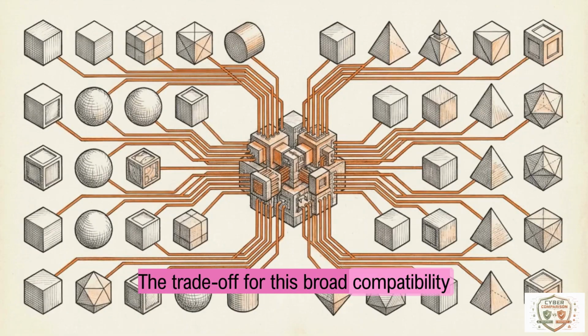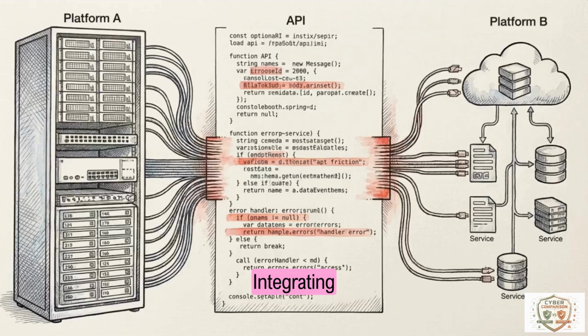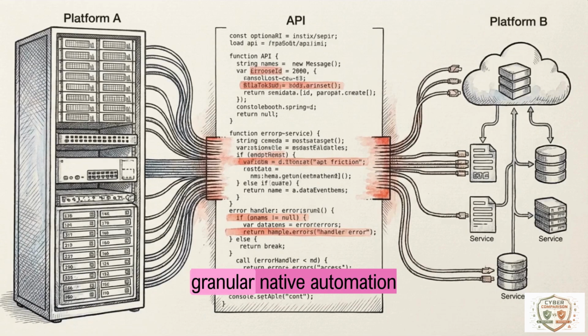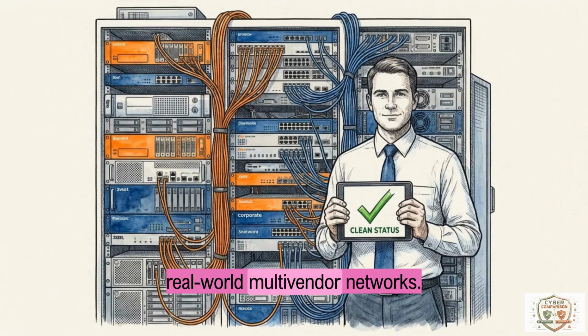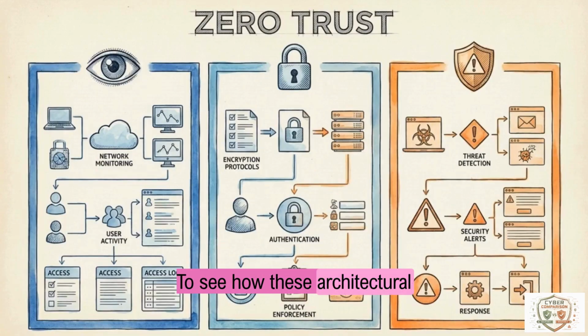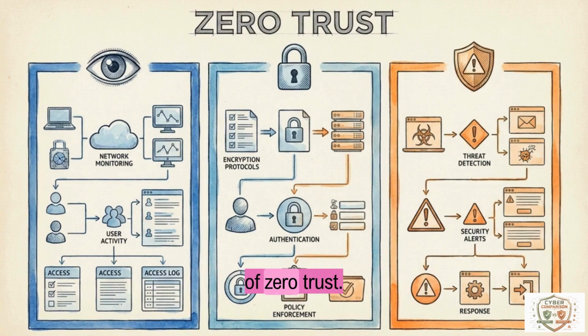The trade-off for this broad compatibility is the reliance on REST APIs and standard protocols. Integrating third-party tools works well, but it can sometimes result in slightly less granular native automation compared to a pure, closed-loop single-vendor stack. ClearPass sacrifices absolute native depth in exchange for the operational survival and flexibility required to secure messy, real-world multi-vendor networks. To see how these architectural philosophies play out in daily operations, we can compare how both platforms execute the 3 core principles of Zero Trust.